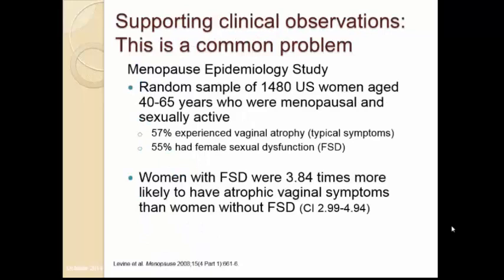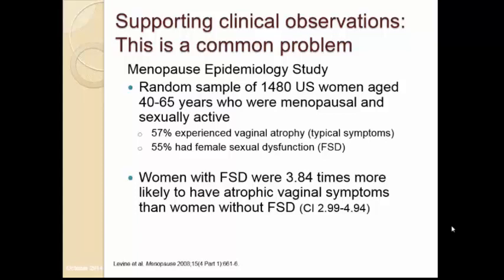Supporting clinical observation. A common problem. A menopausal epidemiology study was done. A random sample of 1,480 U.S. women aged 40 to 65 years old who were menopausal and sexually active were included within the study. 57% experienced vaginal atrophy, typical symptoms, and 55% had female sexual dysfunction.